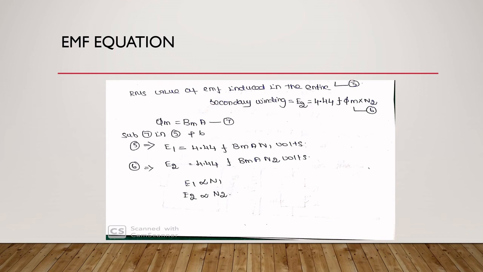From these two equations we can conclude that E1 is directly proportional to N1 and E2 is directly proportional to N2. What is E1? E1 is the EMF induced at the primary side, which is directly proportional to the number of turns in the primary winding. Similarly, E2, the EMF at the secondary winding, will be directly proportional to the number of turns in the secondary winding.